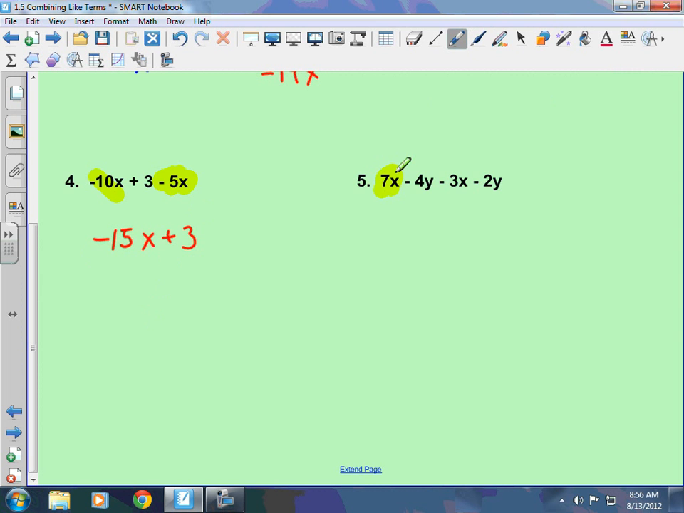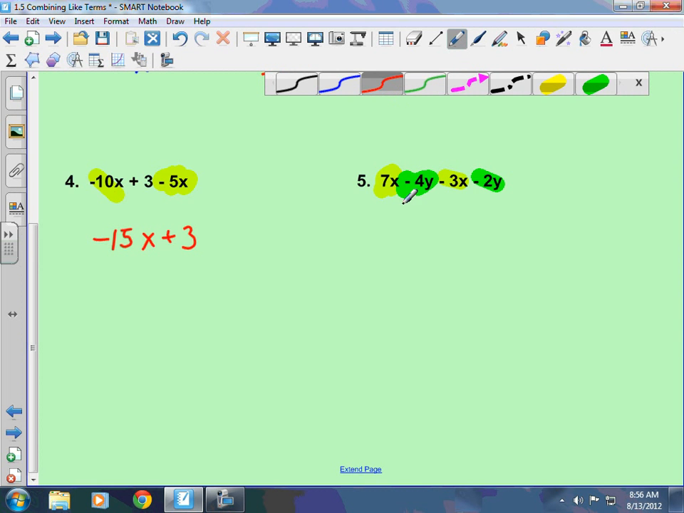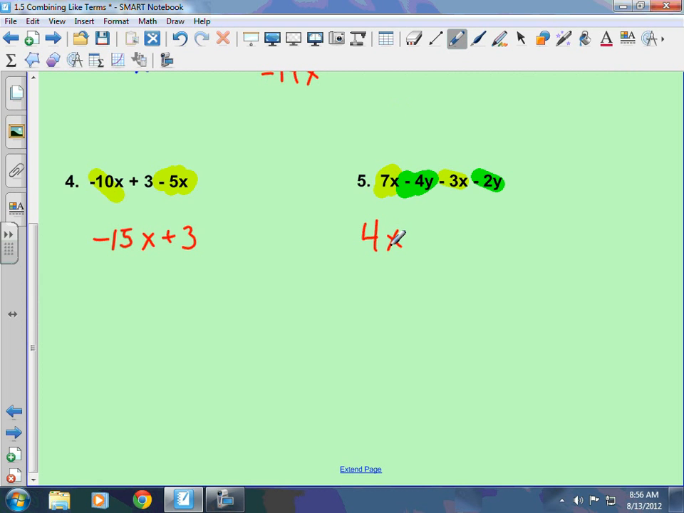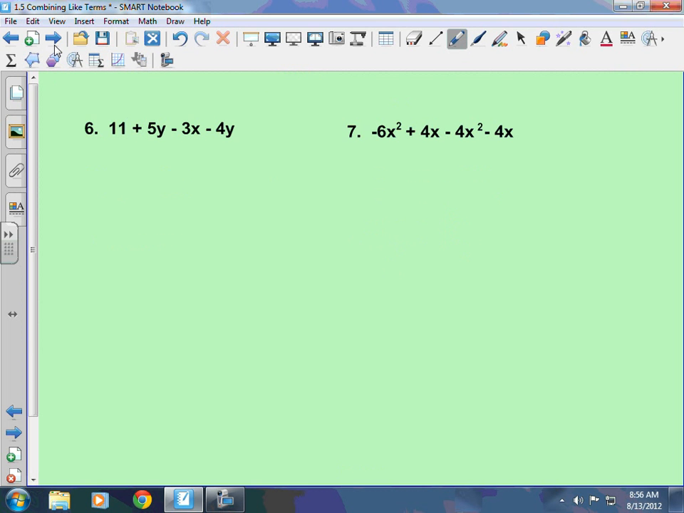Number 5. 7 has an x. Negative 3 has an x. Notice how when I highlighted the 3, I highlighted the negative sign and the 3. That negative sign goes with that number. Negative 4 has a y. Negative 2 has a y. So I combine my 7 and my negative 3. 7 minus 3 is 4. Keep the x. Negative 4 minus 2 is negative 6. Keep the y.